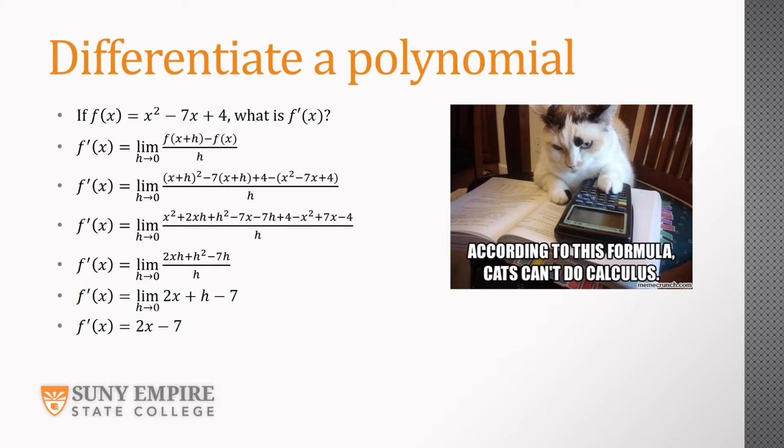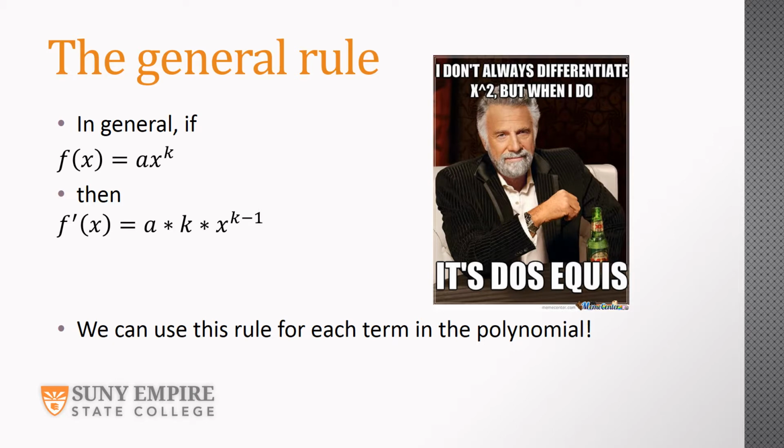We had to do a lot of algebra and work to find this derivative. It sure would be nice if there was an easy method to find the derivative of any polynomial. Luckily, there is. Suppose we have a monomial function f of x that looks like a constant a multiplied by x raised to the power k. The derivative f prime of x will be a multiplied by k multiplied by x raised to the power k minus 1. To find the derivative of a polynomial with more than one term, we just apply the rule to each term. Let's look at a couple of examples.